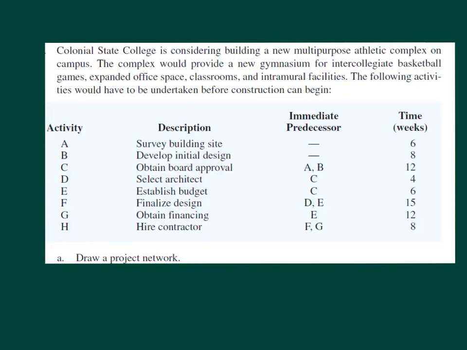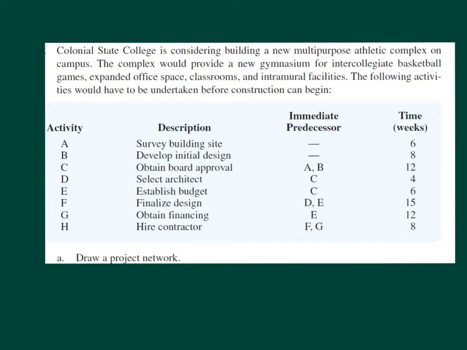Most of the time you will see activities labeled with capital letters. That's just something that has caught on historically and has kind of stuck around. Activity B, develop the initial design. Both of those can start immediately. That's what it means over here with the immediate predecessors. The dash signs mean there's nothing that has to happen before they can start. So that means those two can start at the same time. C is obtain the board approval, then select the architect, establish the budget, finalize design, obtain financing, hire contractor.